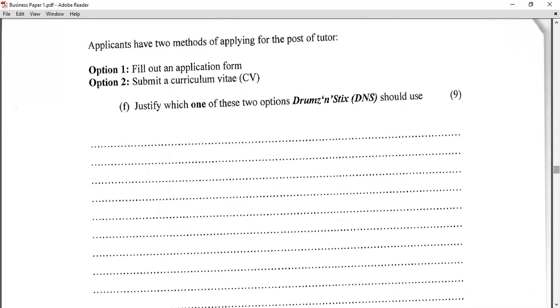We have to justify between those two options, which is better, which is more important for DNS. Both options are okay, but you have to pick one option and justify why that option is better than the other. So a CV is a method where more information can be obtained, but it takes some time to evaluate and shortlist candidates. However, the application form is not like that. The application form is short and has more concise, specific information, so you can target the information and easily shortlist candidates.